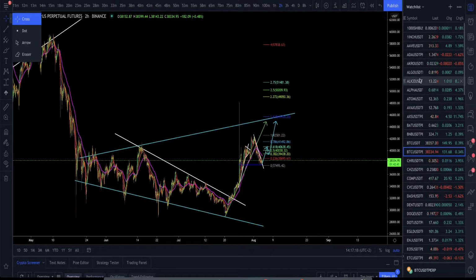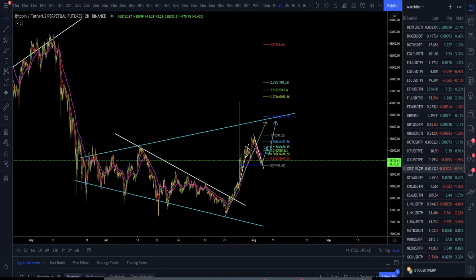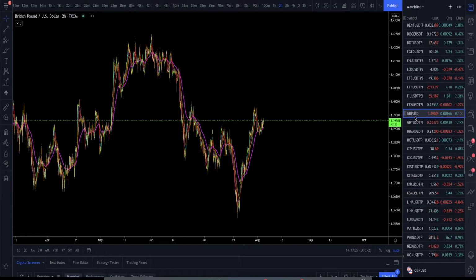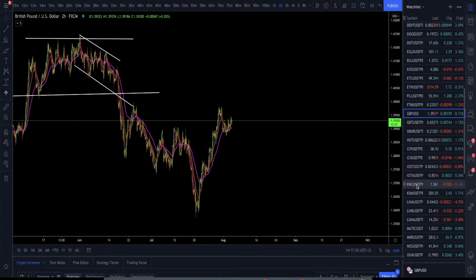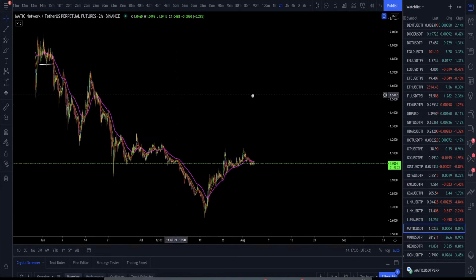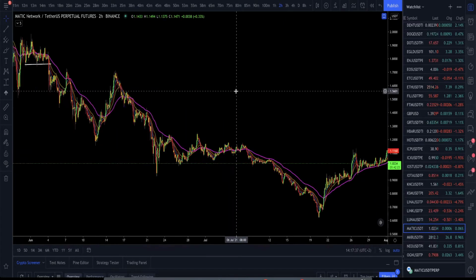Let's go to a new chart. Let's go to pounds. No, let's go to crypto Matic. Yes, Matic.